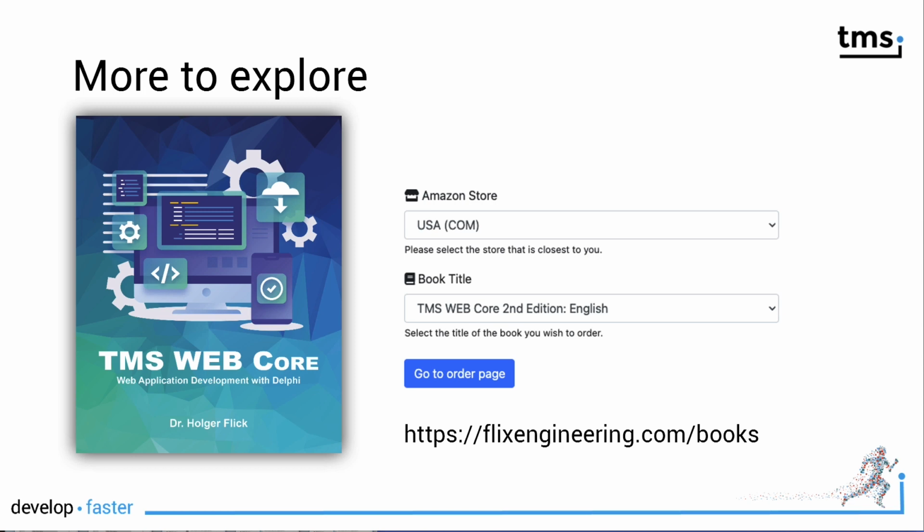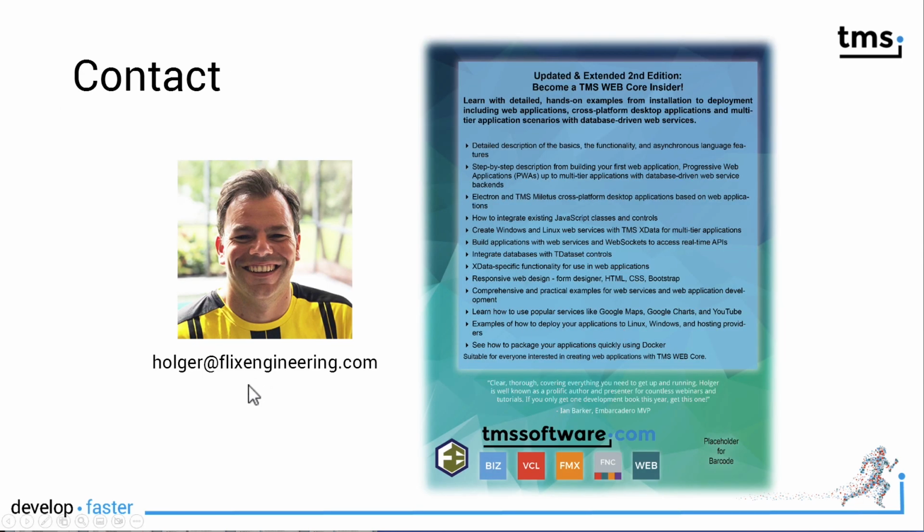But this book in particular gets you started with TMS Web Core, and not only gets you started, it also gives you advanced topics. For example, you learn how to build PWAs like for mobile devices, how to build Electron and Miletus applications, how to integrate existing JavaScript, and then also how you can create Windows and Linux web services with TMS data for your backend, because database programming, right? Delphi and databases, they belong together. So I also cover you there how you can get your databases into the internet so you can access them using a web service. And then the second edition even covers Linux deployment for your web services. And I also show how you can access real-time APIs, WebSockets. In this book, I use a stock web service where you see how the stocks are being updated live.